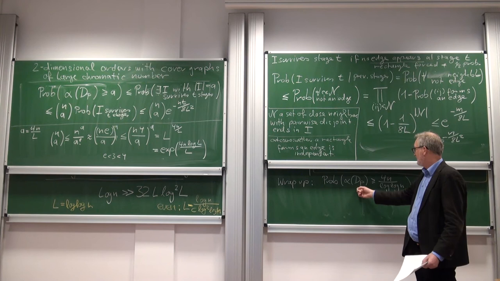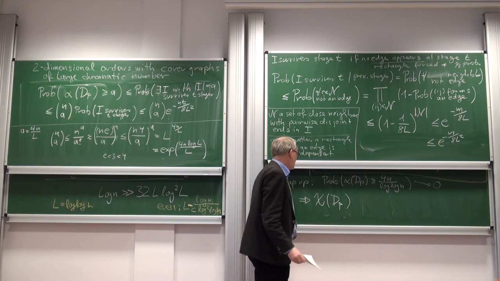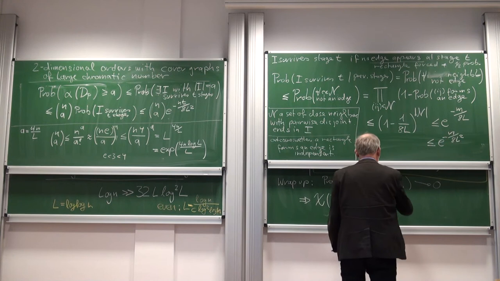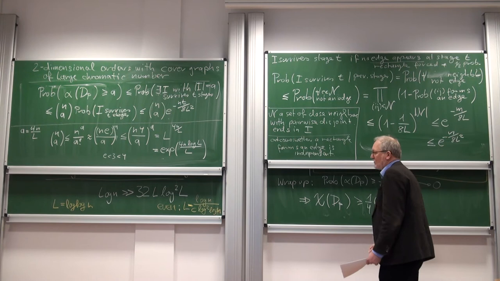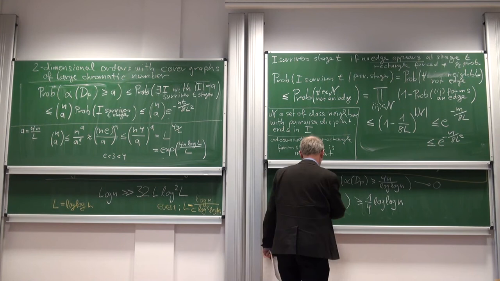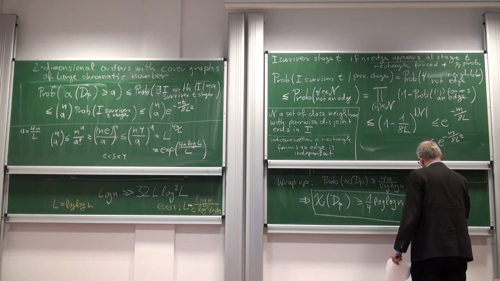independent set, and this implies that the chromatic number of such a graph is at least n divided by this, which is 1 over 4 log n, or if you plug in this one, even larger. But yeah, this is what we get for n large enough.